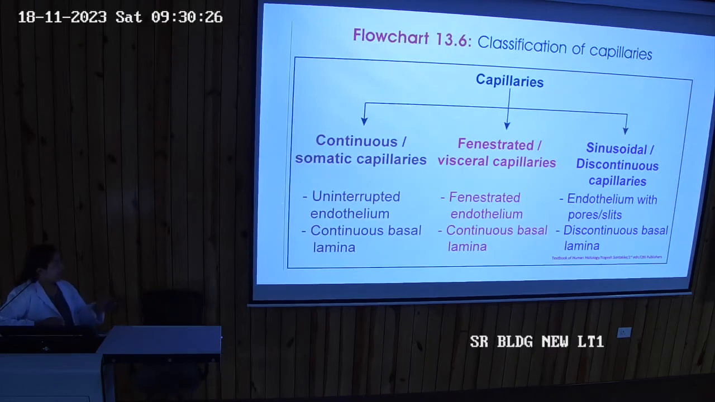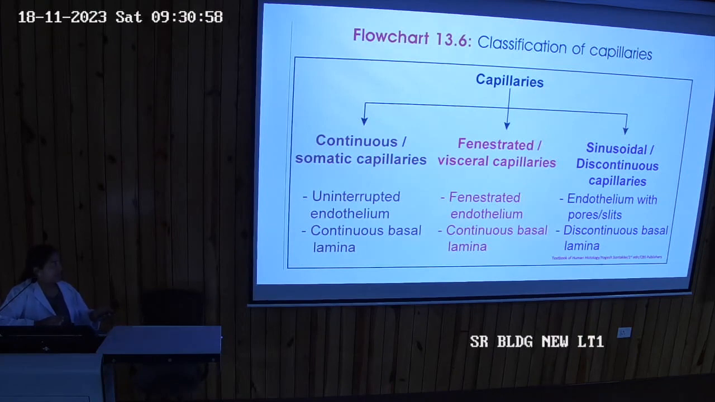What is in continuous? Uninterrupted endothelium. There is no break in the endothelium. It is continuous endothelium, attached to each other. There are tight junctions, which are the junctions of the epithelium present at the sides of the cells. So all the tight junctions are present in continuous capillaries. And the basal lamina over which the endothelium is lying is also continuous. So there is no break in these capillaries. In fenestrated capillaries, you have fenestrated endothelium, but the basal lamina is continuous.